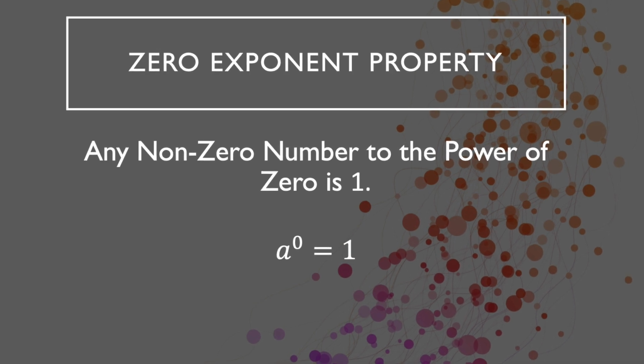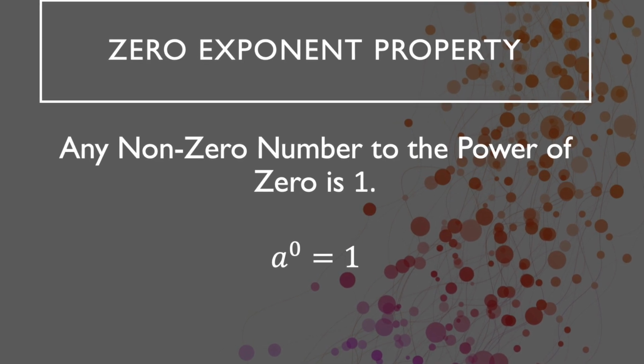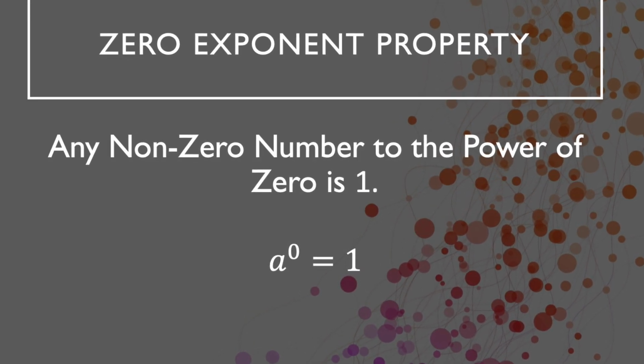So as you can see, whether the base is 2 or 3 or any other number, two properties arise from this pattern. The first one is called the zero exponent property. It says any number A raised to the 0 power is 1. That means 5 to the 0 power is 1. 10 to the 0 power is 1. 100 to the 0 power is 1. A billion to the 0 power is just 1. Anything to the 0 power is 1.